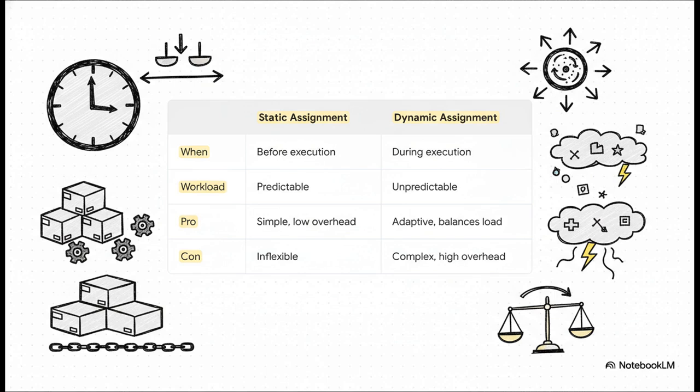On the flip side, you have dynamic assignment. This one is all about thinking on its feet. It makes decisions in real time as things are happening. This is an absolute must-have for unpredictable work, like handling live requests on a super busy website. It's amazing for balancing the load on the fly, but that power comes with a cost. It's way more complex and creates a lot more chatter between your machines.